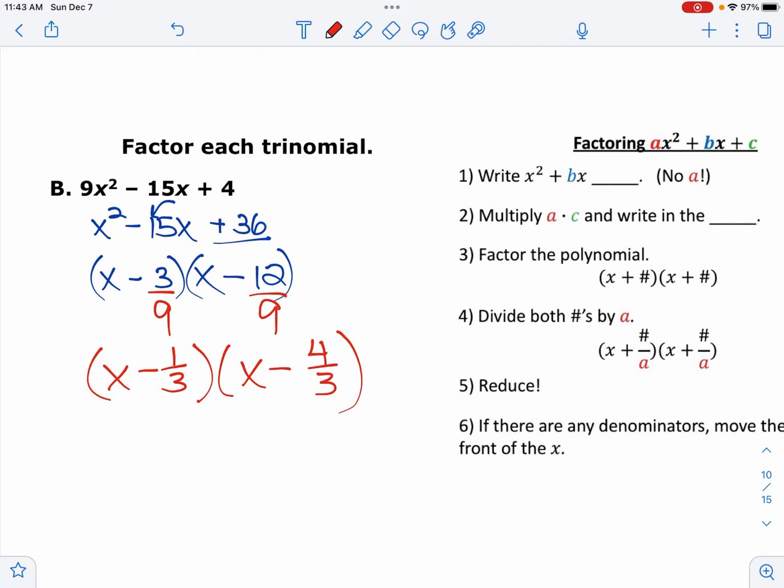In this case, I have the denominator of 3 in both of them, so this would be 3x minus 1 and 3x minus 4. Done.